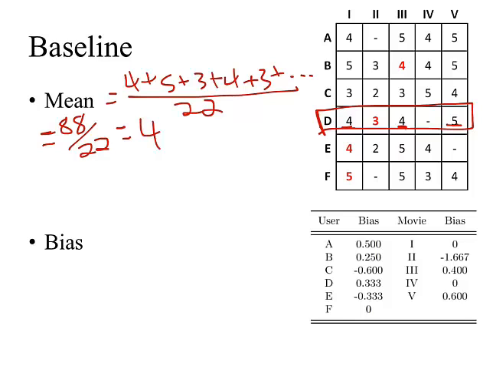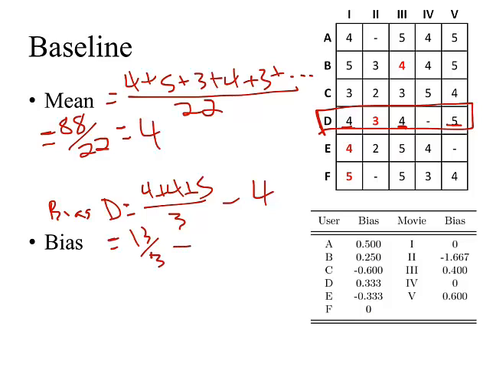So the bias is equal to 4 plus 4 plus 5 divided by 3 minus the mean, because we want to do it relative to the raw mean of 4. And so that comes out to be 13 over 3 minus 4, which is 0.333. So user D tends to rate movies higher than average, which makes sense because we have one 5 here, and the other 2 are 4s, which is the same as the mean.